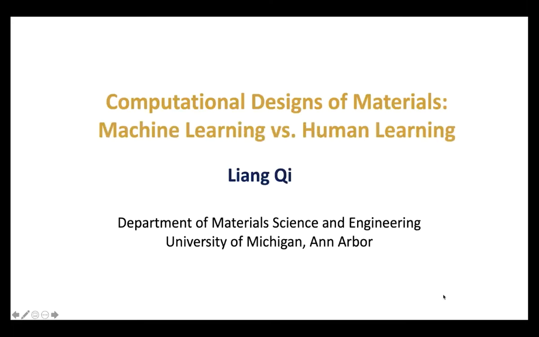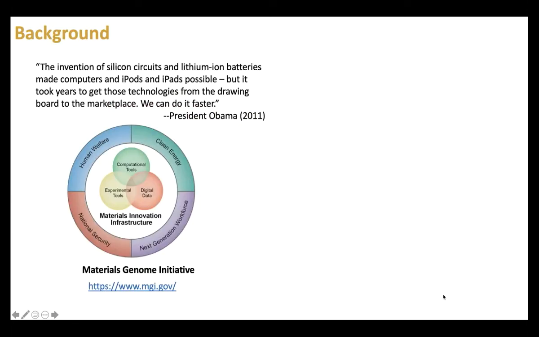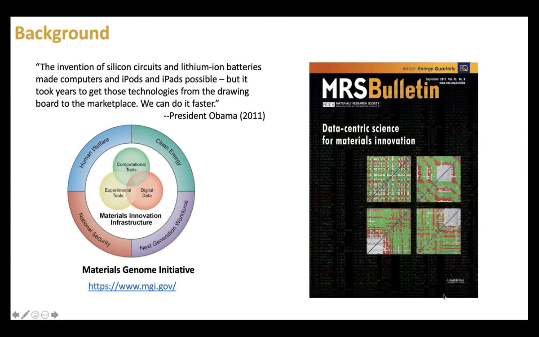Hello everyone, today I would like to talk about computational design of materials, machine learning with human learning. I believe many of you have heard of the Materials Genome Initiative. Its purpose is to combine computational, experimental, and data science tools together to speed up materials innovations. This topic is so popular right now. In 2018, one whole volume of MRS Bulletin was dedicated to this data-centric science for materials innovations.